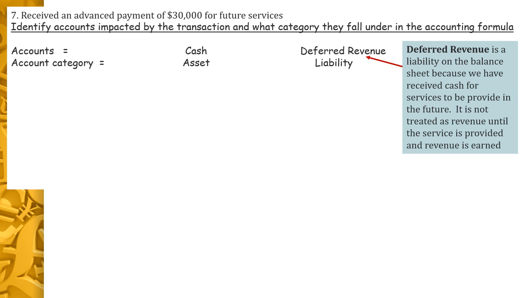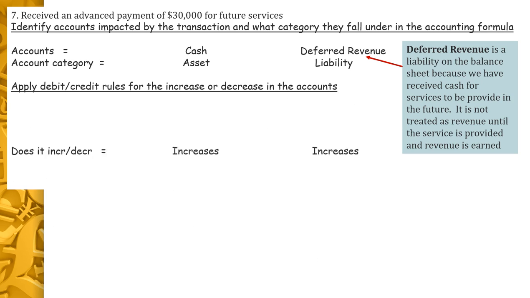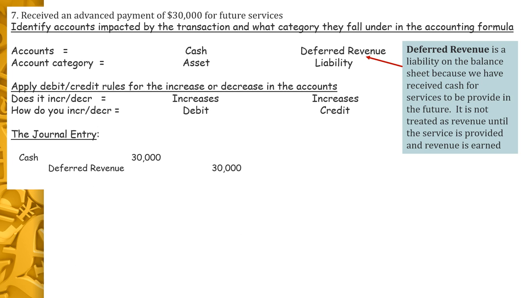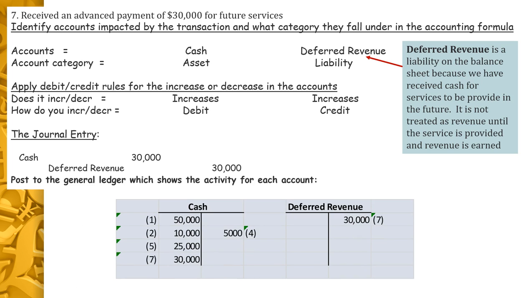So we have an asset and a liability. We're going to increase our cash and increase our liability. And there's our debit and credit. And our journal will be cash, deferred revenue. And again, if you notice, our cash has the most entries.